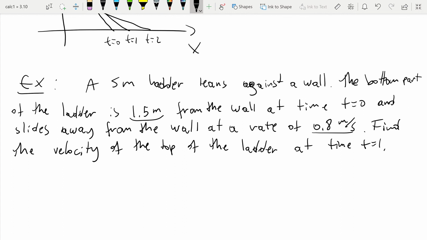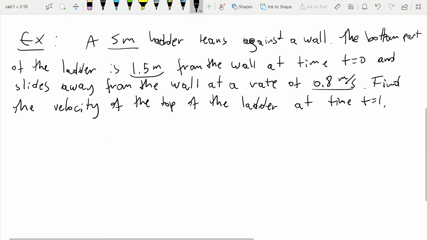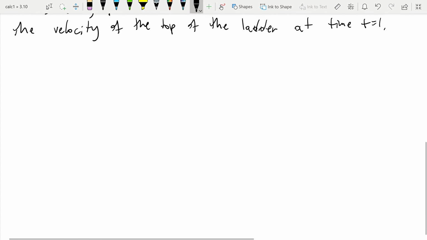If you remember that from the previous section, what we usually have is a relation between x and y, or x and h, which is what we're going to call it here. And the constraint here is that the ladder is 5 meters. We're going to use that. So the solution goes like this.